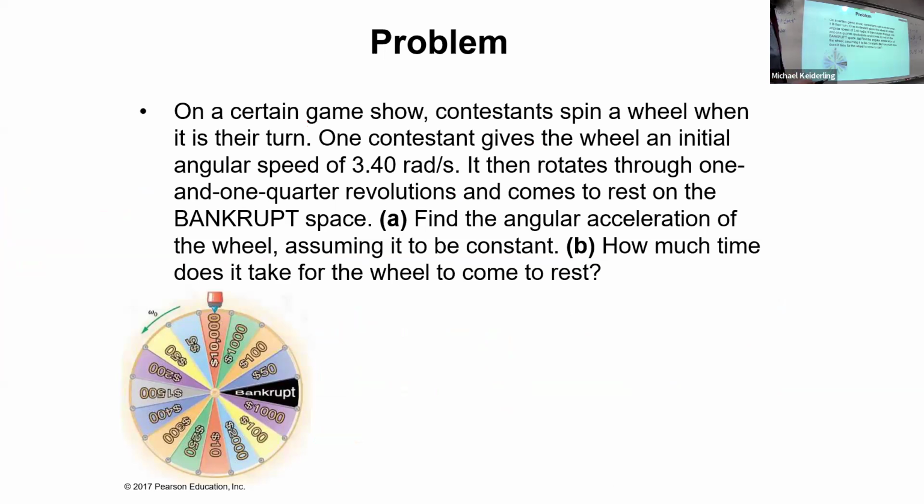On a certain game show, contestants spin a wheel when it's their turn. One contestant gives the wheel an initial angular speed of 3.4 radians per second. It then rotates through 1 1/4 revolutions and comes to rest on the bankrupt space. Find the angular acceleration of the wheel, assuming it to be constant. How much time does it take for the wheel to come to rest?